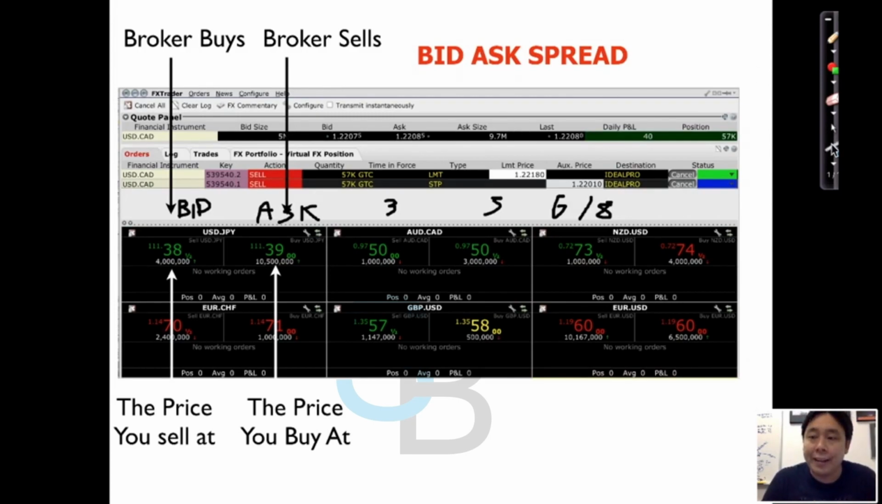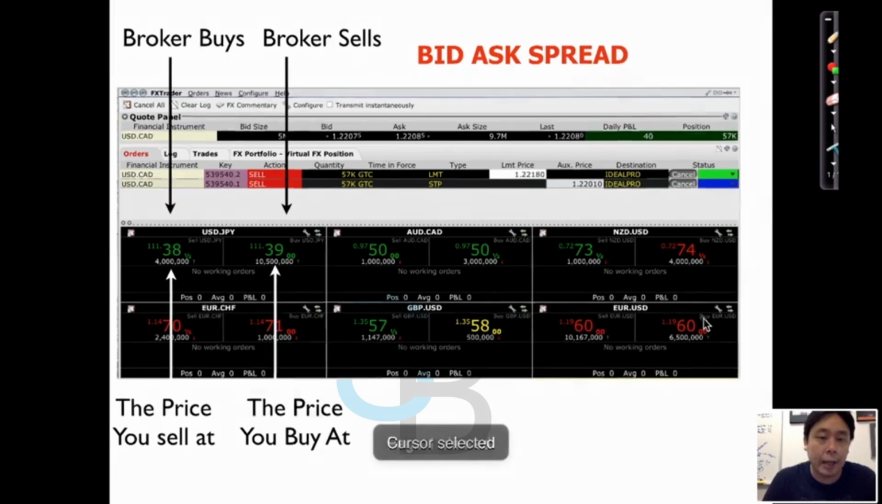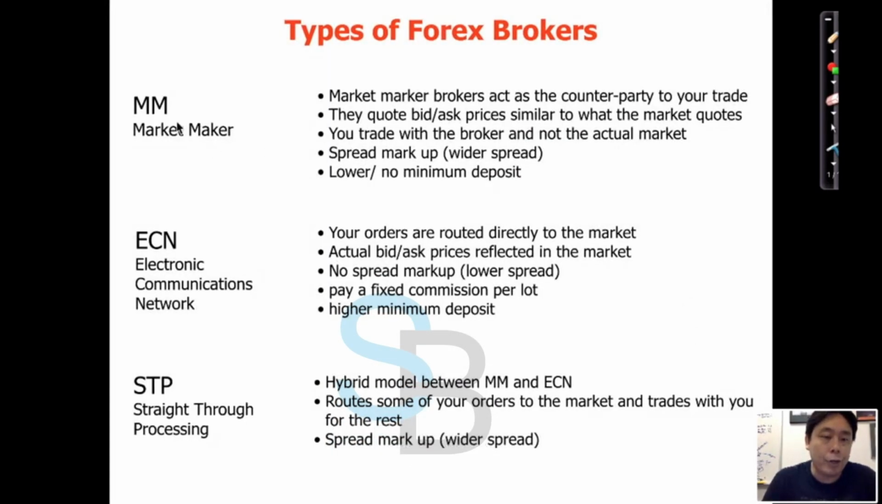So how do we find these brokers? First of all, you can understand that there are basically 3 kinds of brokers: market maker brokers, ECN brokers, and STP brokers. First, what are market maker brokers? Or we call them MM brokers.